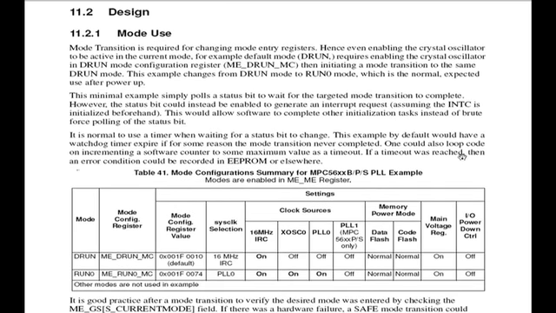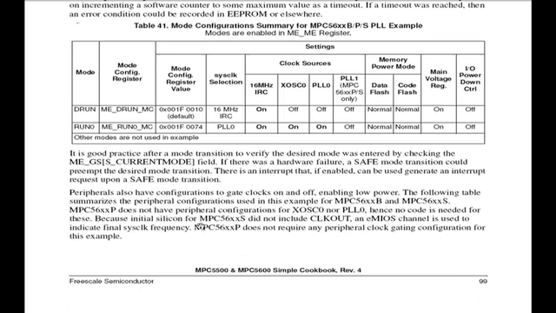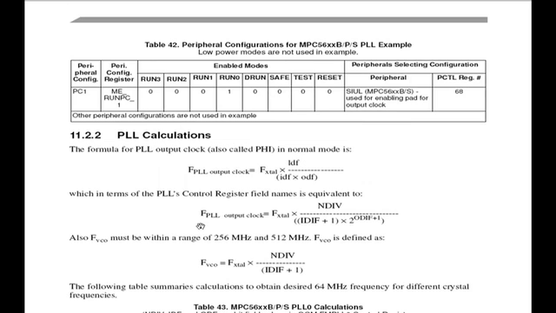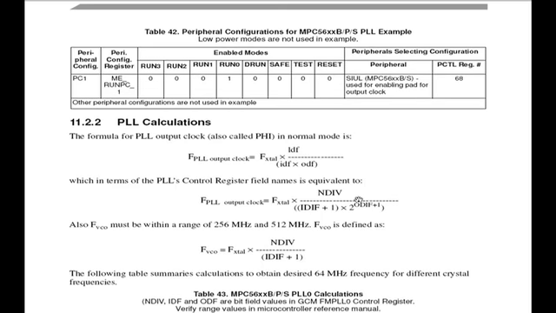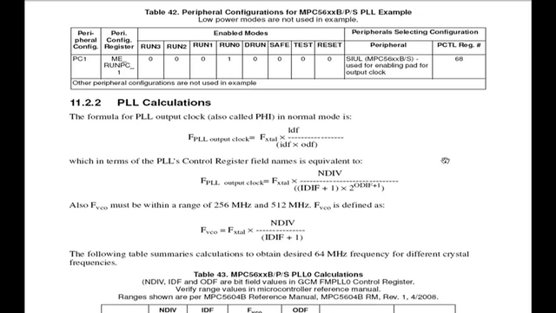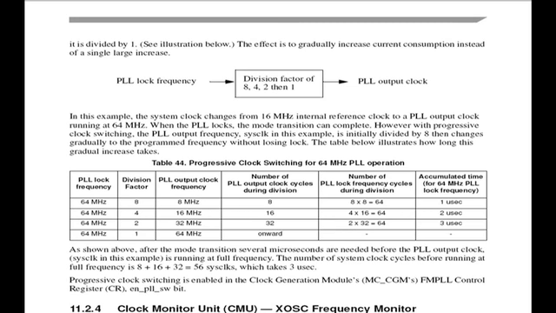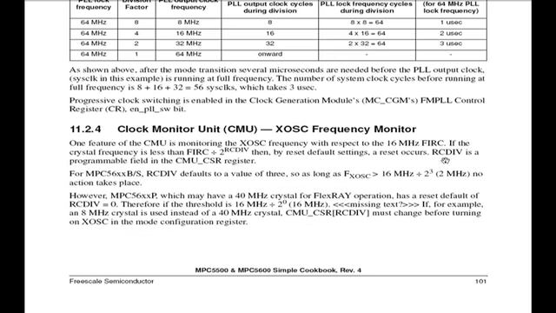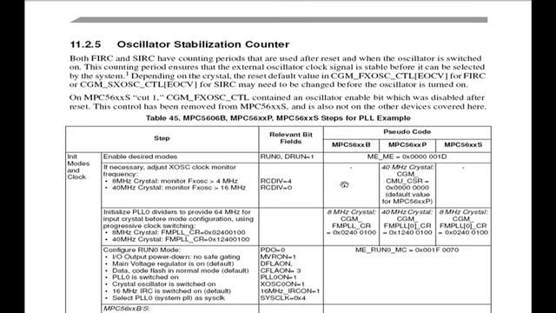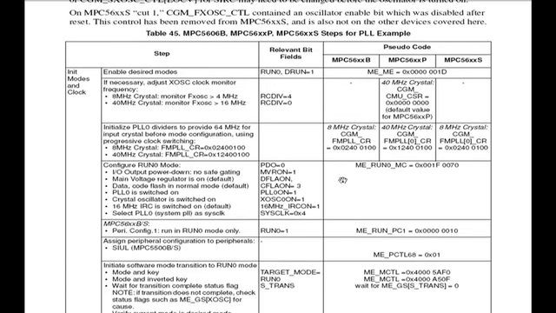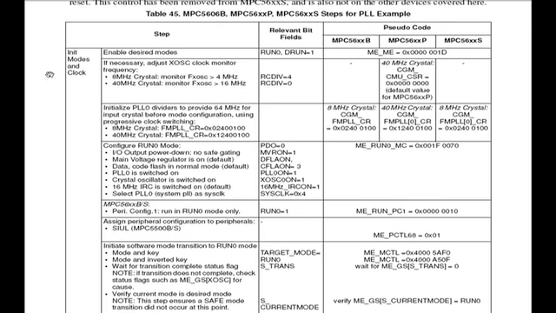This is a little summary of the modes I'm using, and also a summary of the peripheral control registers for the clocks. We do need a clock to the SIU. Here's the PLL calculations. It's straightforward. I won't go into it. Some other features here, how long it takes the clock, a little note about the clock monitor unit. And then we get into these steps.